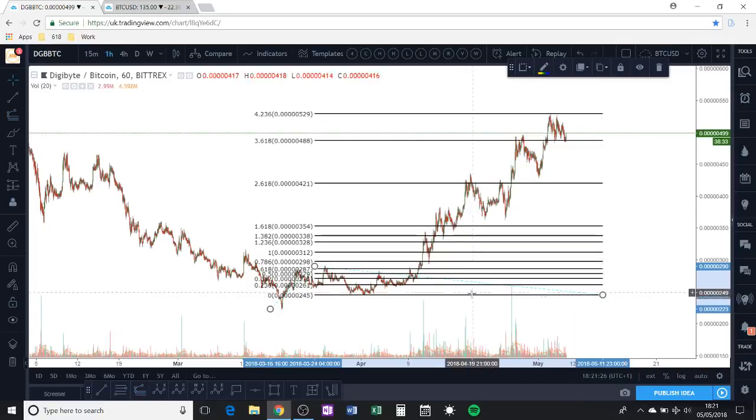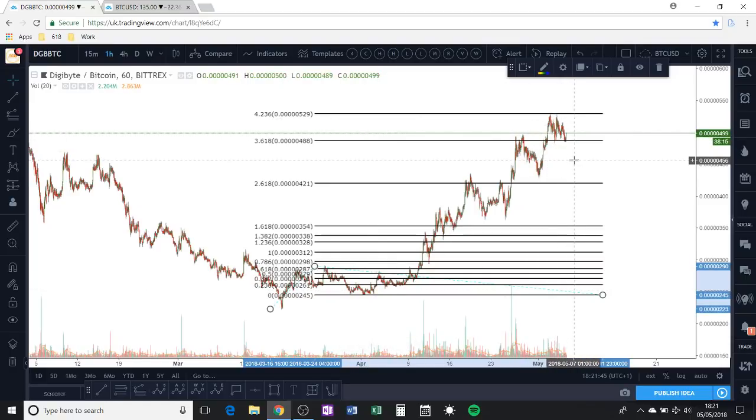Bring that across, extend that. You can see there was a bit of resistance at the 2.618, but look at this. It hits the 4.236 much nicer. Yeah, and I think this is the end of wave 3. So I think this is our wave 1, wave 2, and wave 3 came up to here.